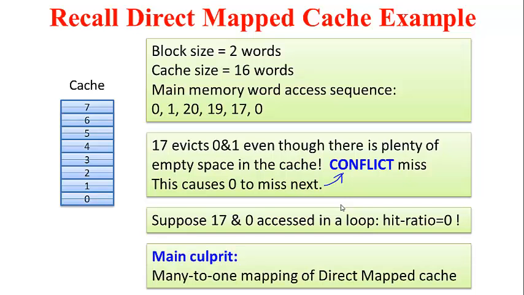What do you think is the main culprit here, which is causing this performance problem? We can narrow down the main culprit to the many-to-one mapping of the direct mapped scheme. So even though there is plenty of empty room in the cache, the direct mapped scheme is forcing word addresses 17 and 0 to map to the same cache block, which is resulting in them evicting each other when accessed in a loop. Having identified the problem and the main culprit, let's see now how we can fix this.